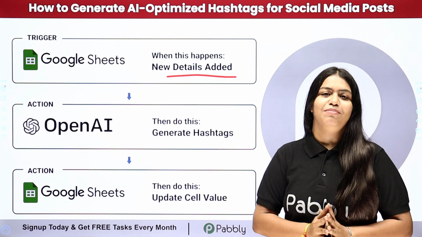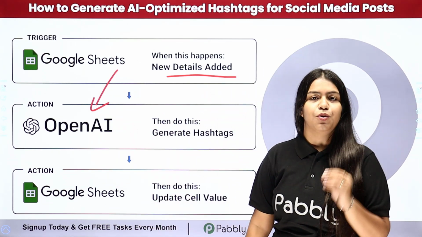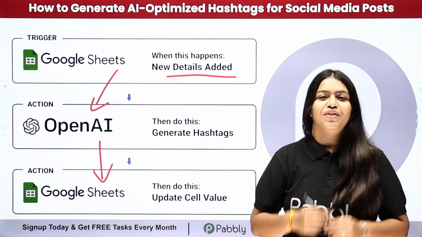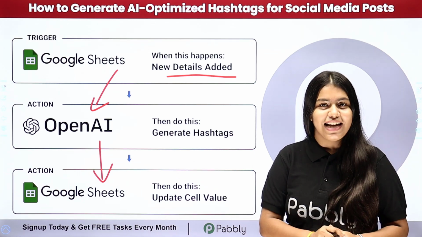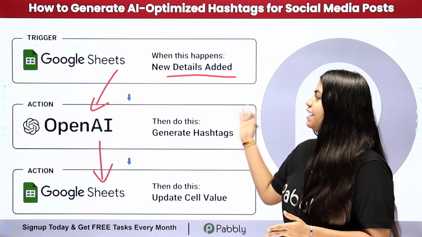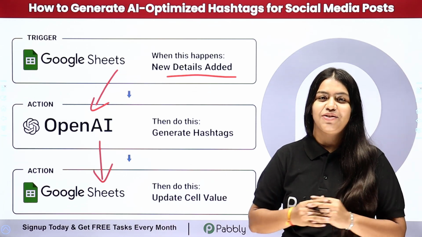So to do this, we are simply going to create a connection between Google Sheets, my AI agent, which is OpenAI, and then again Google Sheets. And to create this connection without knowing any programming or coding language, we are going to use Pabbly Connect. It is an amazing automation software. So do you also want to create this connection for your business? Then for that you have to come with me towards my screen.